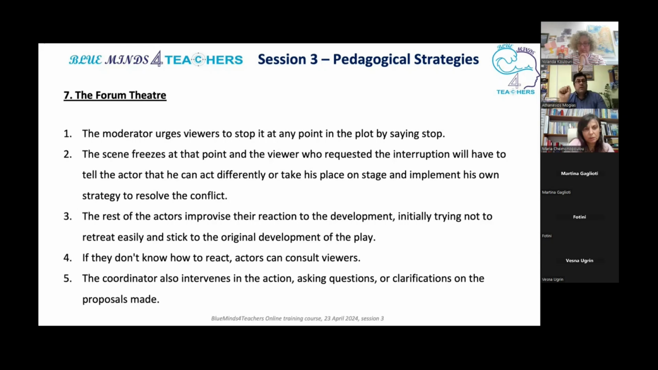The rest of the actors improvise their reaction to the development, initially trying not to retreat easily. I mean, the rest of the actors don't want to make the new actor's life easy and stick to the original development of the play. If they don't know how to react, the actors can consult the viewers. The coordinator also intervenes in the action by asking questions or making clarifications on the proposals made so far.